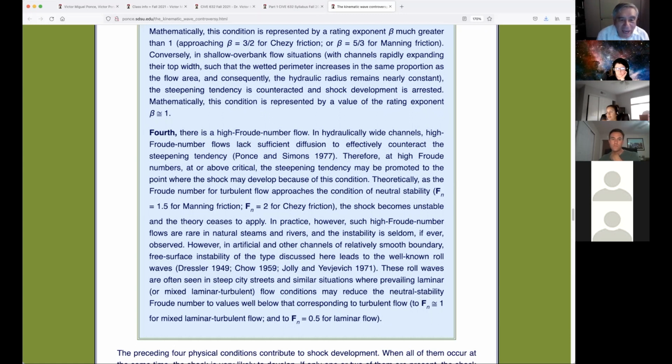Fourth, there's a high Froude number flow. In hydraulically wide channels, high Froude number flows lack sufficient diffusion to effectively counteract the steepening tendency. Therefore, in high Froude number flows, the steepening tendency may be promoted to the point where the shock may develop. In other words, if you have high Froude number flows, you will have more steepening because you don't have the diffusion. I don't know if it's as confusing or not, but you can review it again. Hopefully it'll make sense. Theoretically, as the Froude number for turbulent flow approaches the condition of neutral stability, 1.5 for Manning, 2 for Chezy, the shock becomes unstable and the theory ceases to apply.